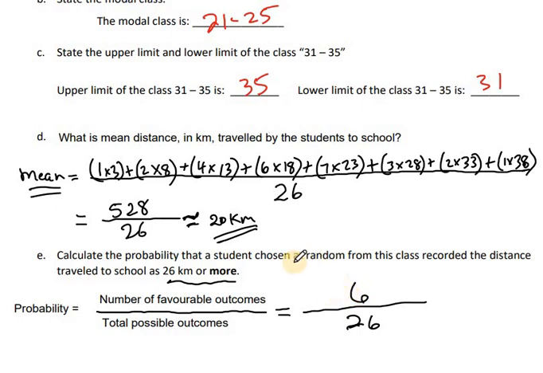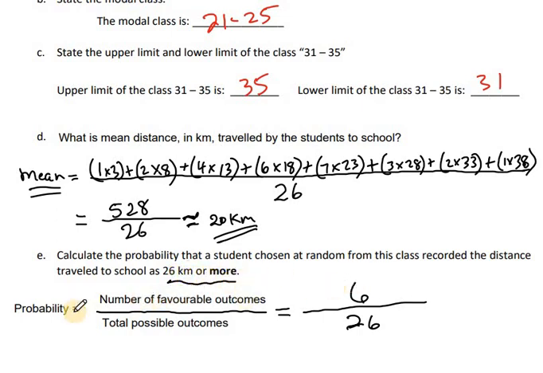Remember, I'm looking for what? If I choose a student at random, what's the chance of me selecting a student who traveled 26 kilometers or more? Any one of these 6 students would be a favorable outcome because any one of these 6 students would have traveled a distance of 26 kilometers or more.